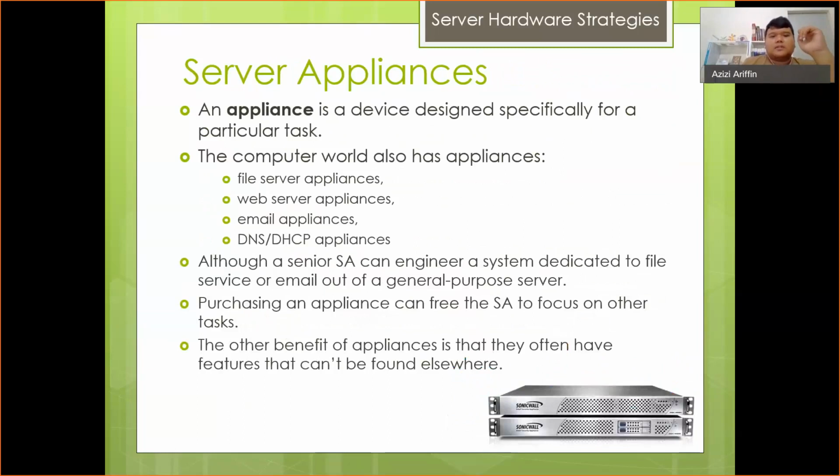Right? So this is an appliance. It's a device designed specifically for a particular task. So you can see that we have a file server appliance, web server appliance, email appliance. This is the physical server, for example running very specific services, and usually we expect this appliance to do its job well, right? Because it is a dedicated appliance, and it's also usually very expensive, because it includes proprietary software on top of the hardware, right?